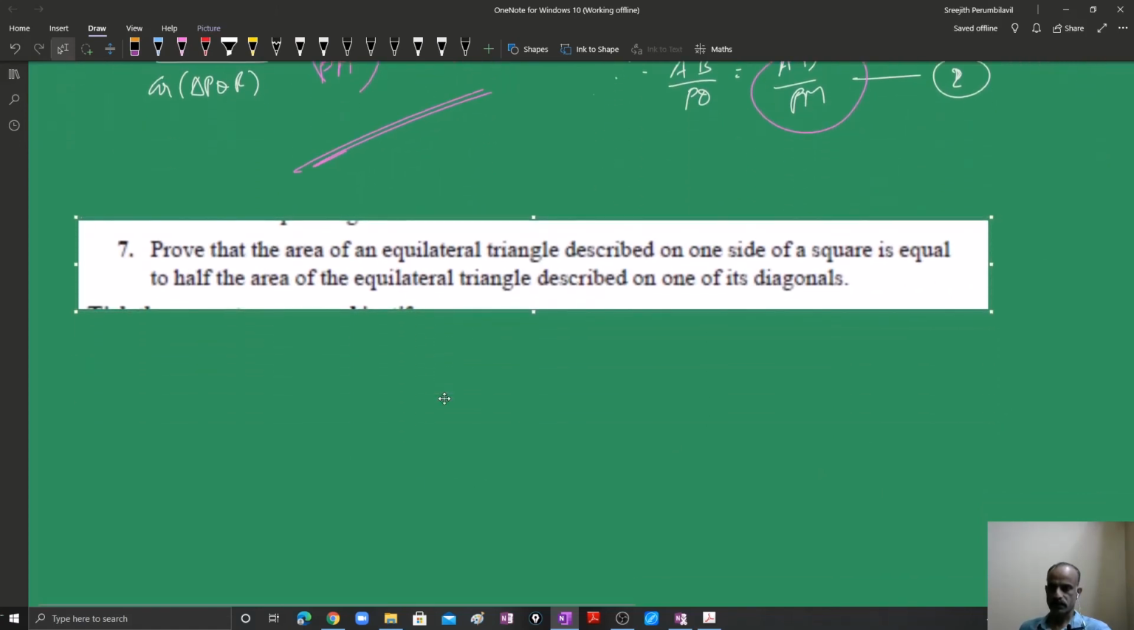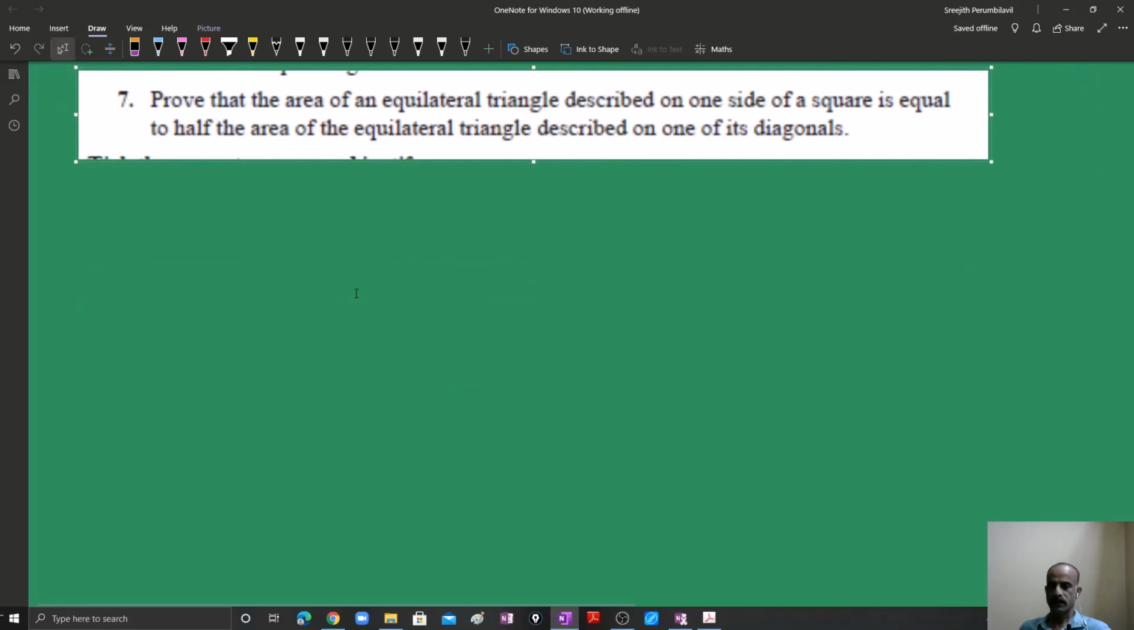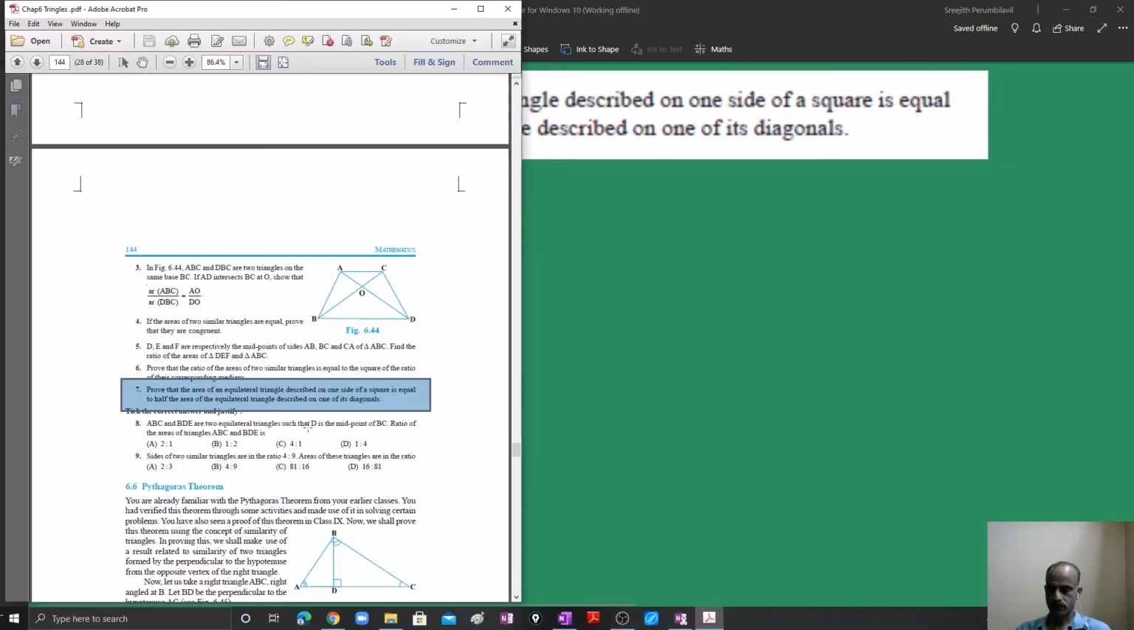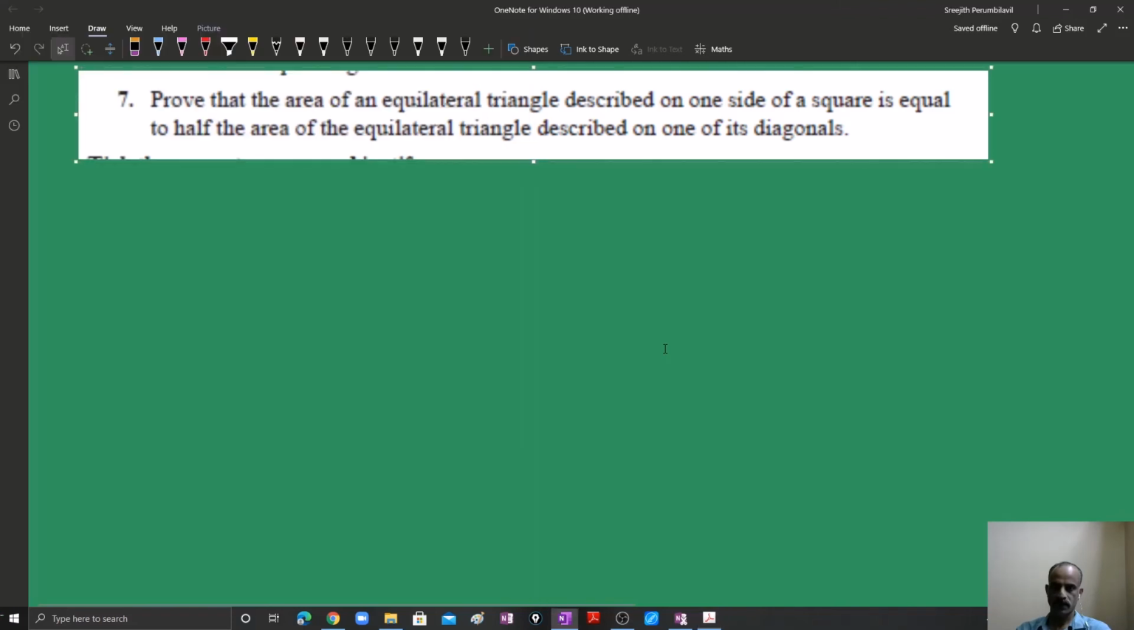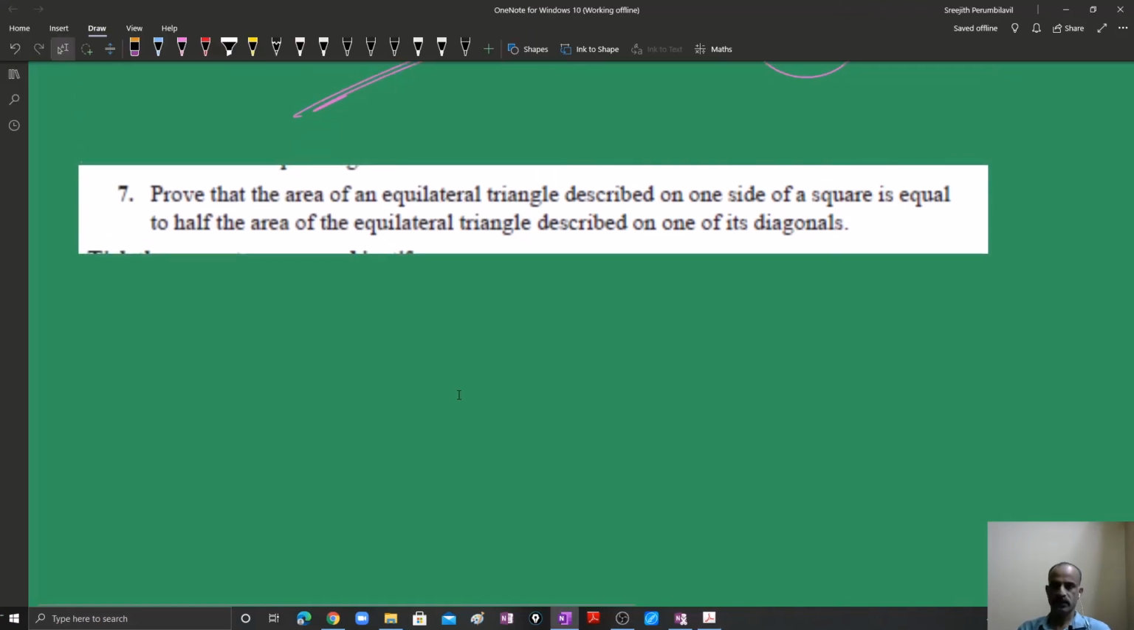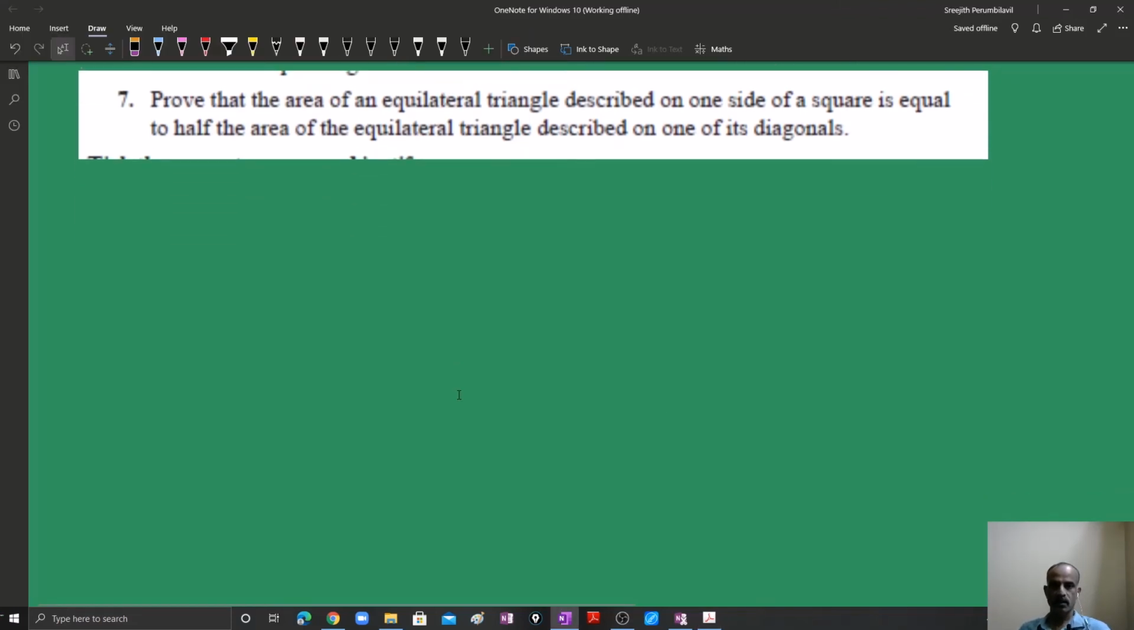Question number 7. That's the last question. Prove that the area of an equilateral triangle described on one side of a square is equal to half the area of an equilateral triangle described on one of its diagonals. Oh my god, what is that?